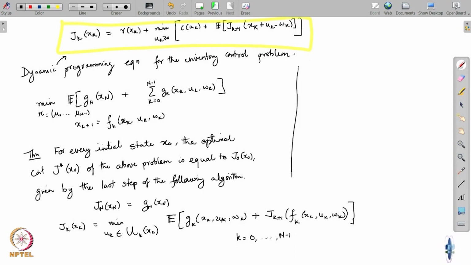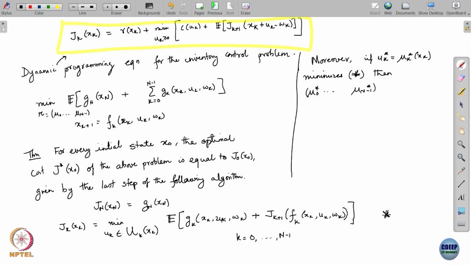And moreover, if you write uk star equals mu k star of xk, where star denotes what minimizes, then mu 0 star till mu n minus 1 star, which is denoted by pi star, is optimal. So, this policy is actually optimal.